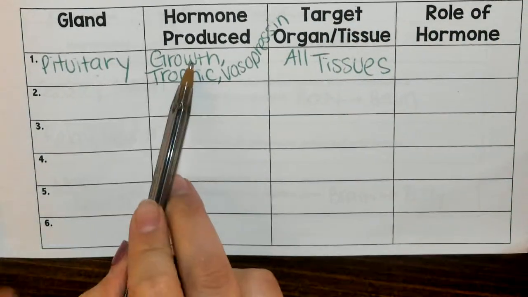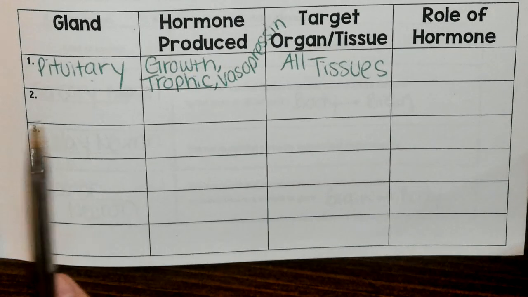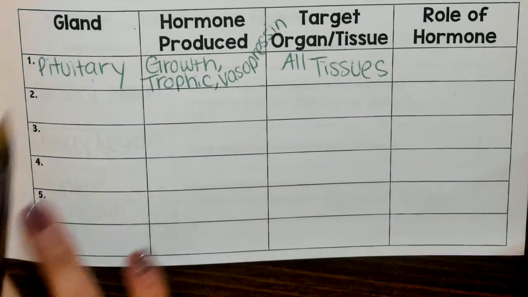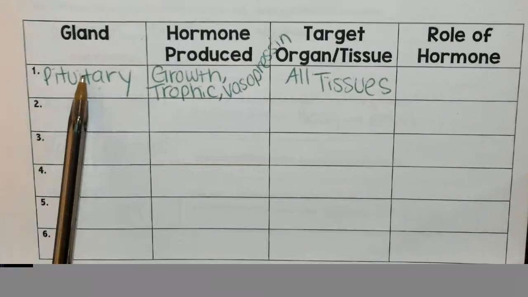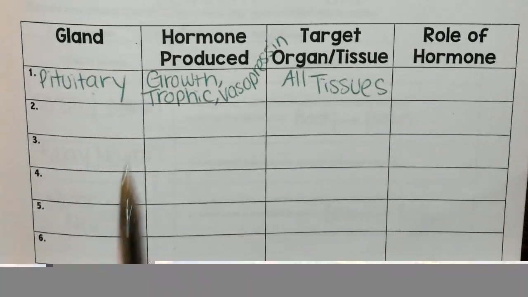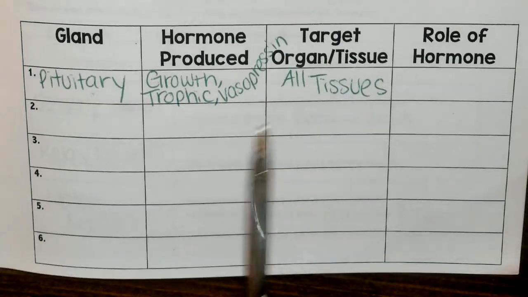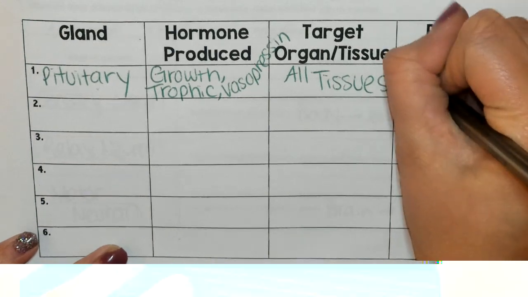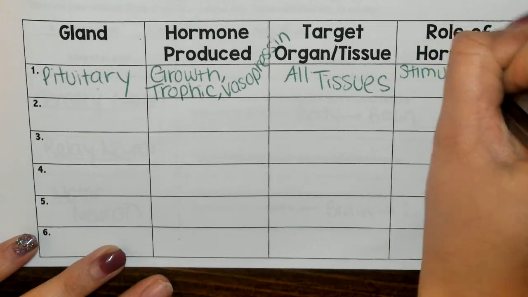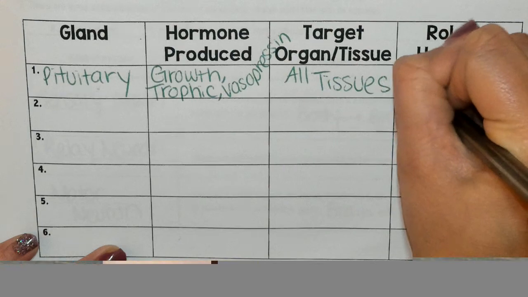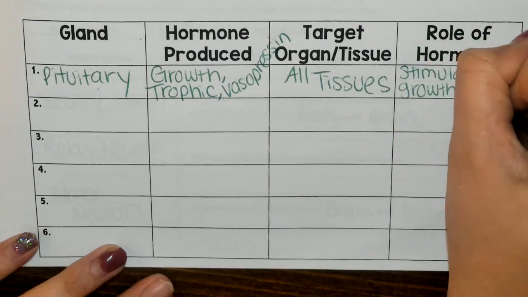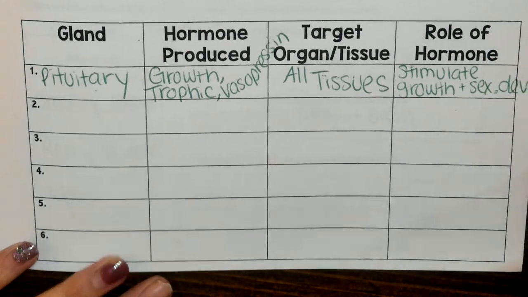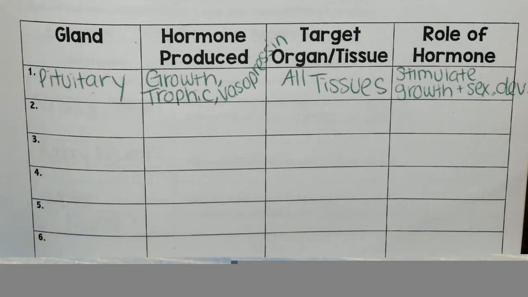If you think about all the growth hormones, also the pituitary gland is located in your brain, so it's actually going to regulate a lot of other glands that we're going to be talking about today. So the target tissue is pretty much all tissues. And the role of these hormones is to stimulate growth and sexual development. I'm going to abbreviate that right there. Okay, so that is the pituitary gland.